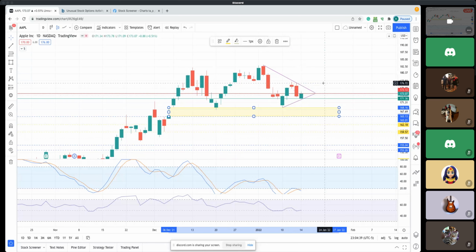Hey, Prem. Quick question: how often are you seeing inside bars on this strategy? Because that would be the only thing that would not work that I can see. How often do you see inside bars here?